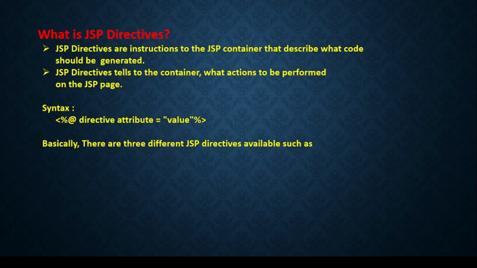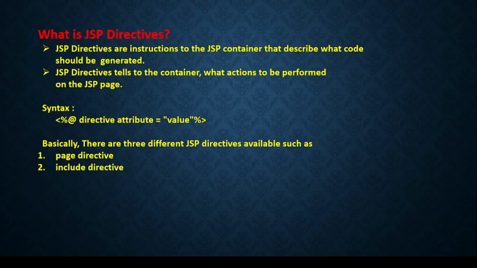Basically there are three types of JSP directives available. The first one is the page directive, which is applicable to the whole JSP page. There are also include directives. An include directive is for what you want to include while working with the JSP page. It may be a text file, a JSP file, or an HTML file, whatever we want to include. In detail we are going to study each and every directive.